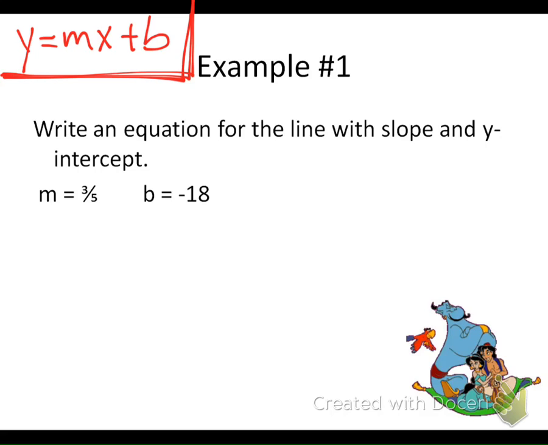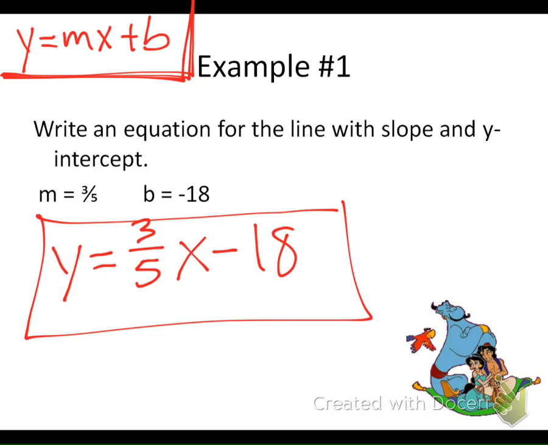So I always start every problem with saying, do we know m, do we know b? Do we know m in this case? Yes. Do we know b in this case? Yes. So we are ready to write the equation. y equals, instead of m, you write the m value, x, instead of b, you write the b value. So when they give you m and b, these are a piece of cake. Any questions?